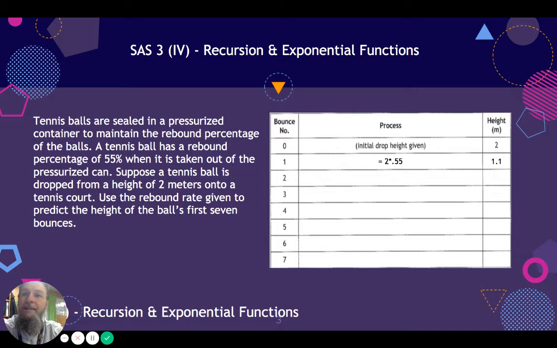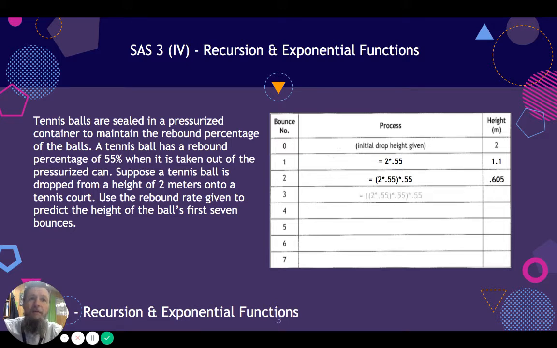So we can see that that rebound percentage stands for what percentage of the height will it bounce back up. And if you look at the word rebound, the definition does mean that. It means bounce back. All right, so how about the second bounce? We can't just multiply 2 by it. We're going to multiply 2 times 0.55 times 0.55. Or the answer we got from the last one, we'll multiply by 0.55. So it's actually 1.1 times 0.55, and that nets us 0.605.